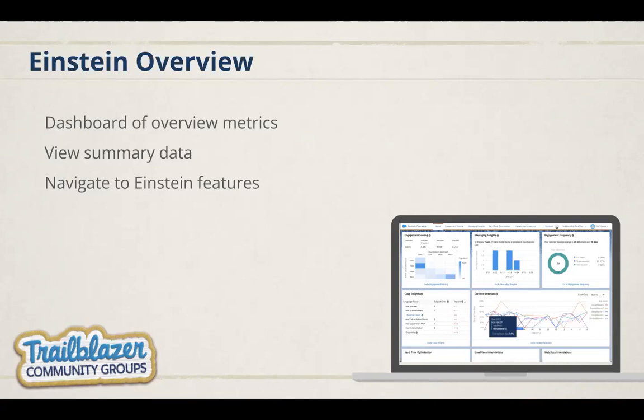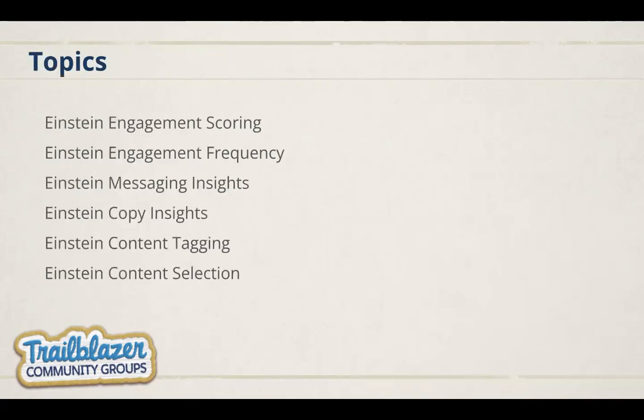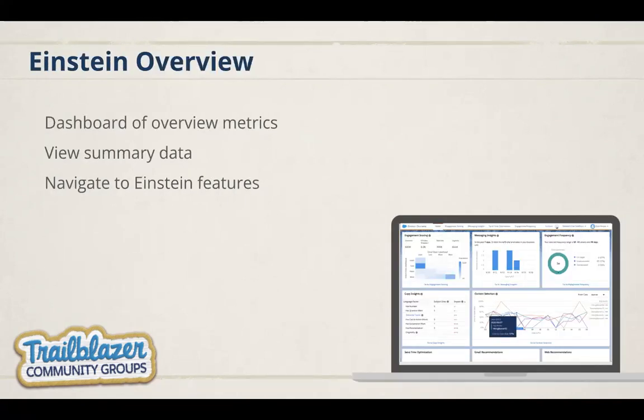Moving your cursor over each metric, I've got a screenshot there, reveals related summary data, as we see in this blue box here. You can also conveniently navigate to Einstein features right from the Einstein Overview menu, which we'll take a look at.